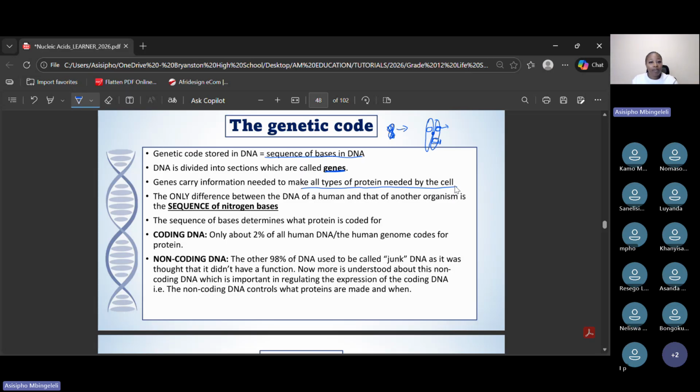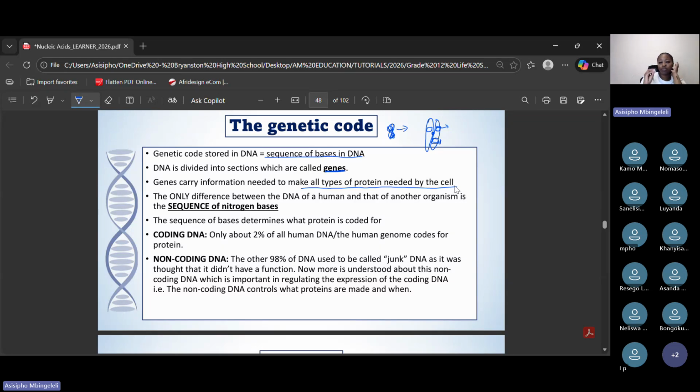Okay. Now, the only difference between the DNA of a human and that of an organism is basically the sequence of bases. So all organisms will contain their DNA. The only difference is the sequence of those bases. In organism one, you can have TTACC. In another organism is ACCTG. And remember, this DNA is very long, super long.